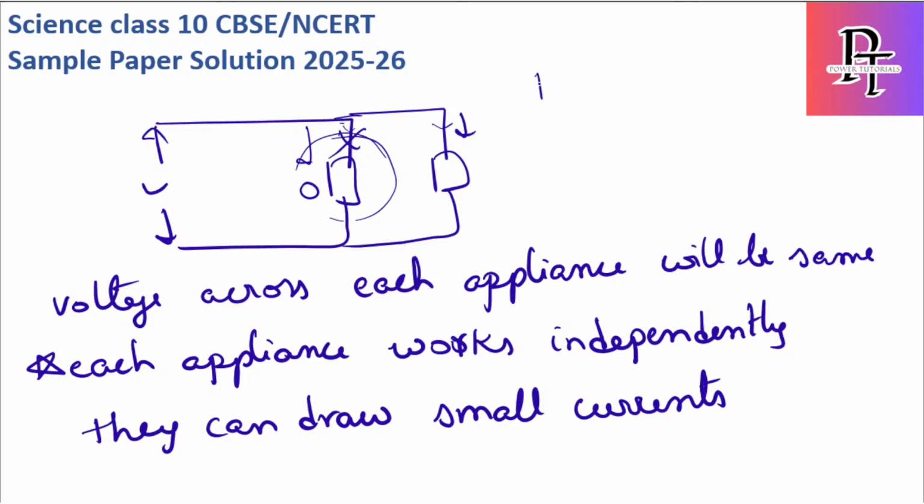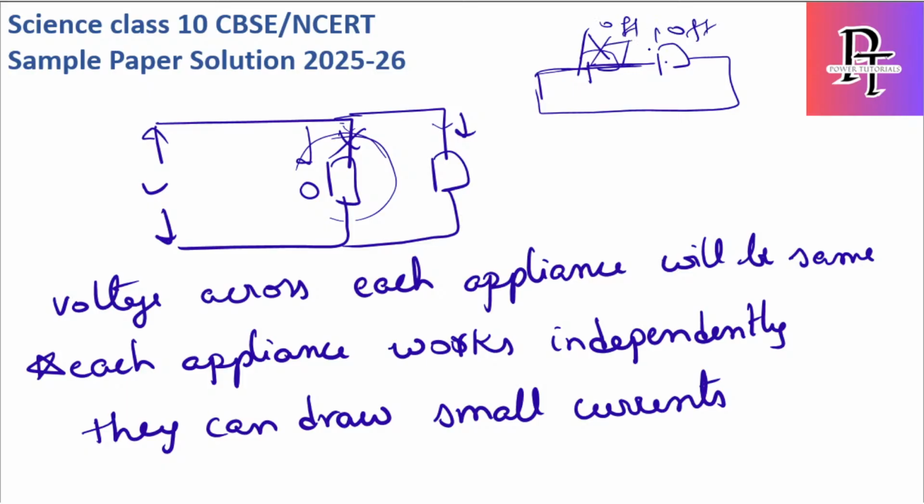But suppose everything is connected in series. Then what will happen? Suppose this malfunctions. Then it can be open or short. If it is short, then the entire voltage will come and a high current can flow. If it is open, then this appliance also will go off if one is off.